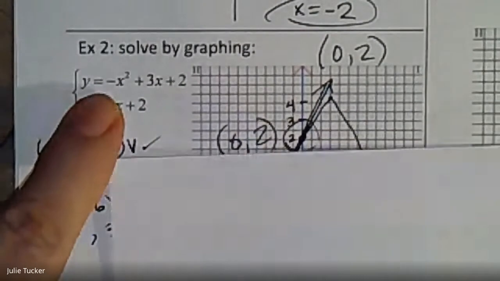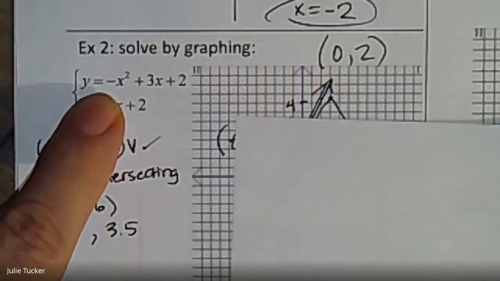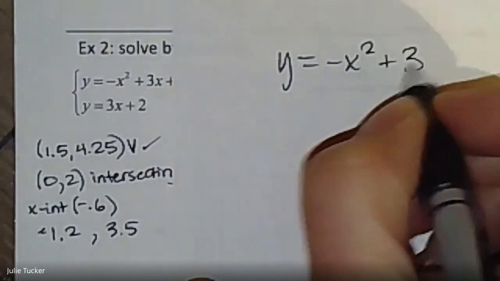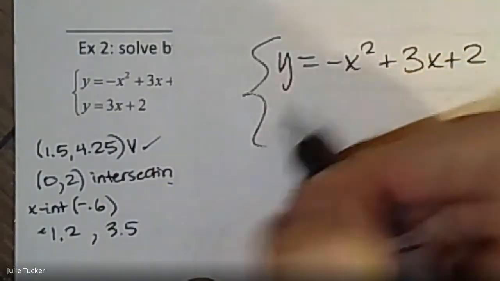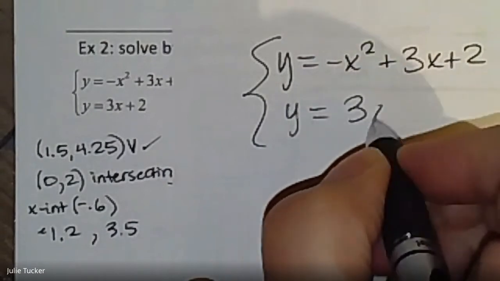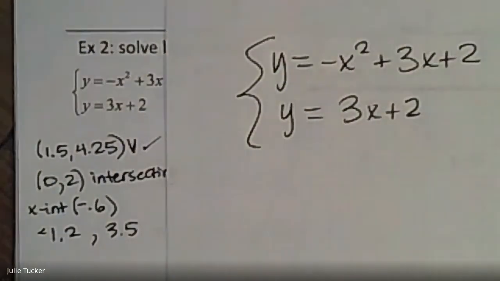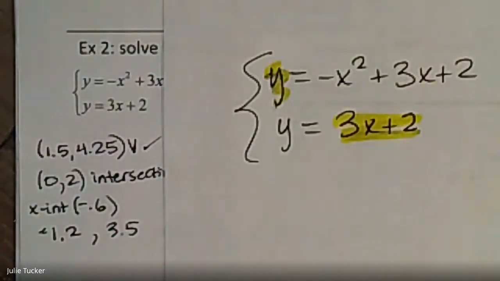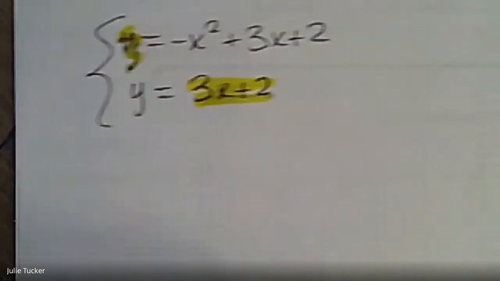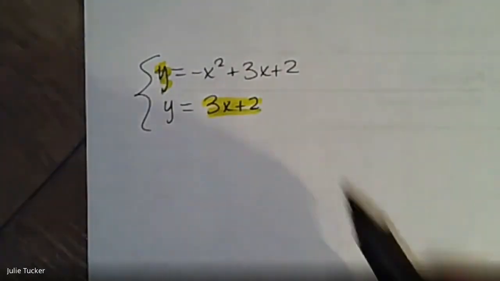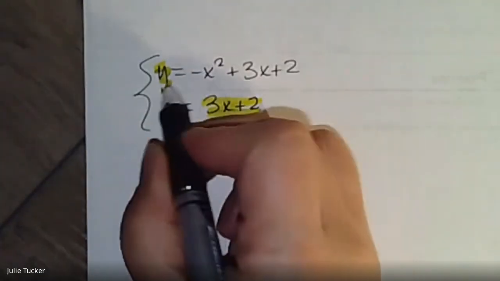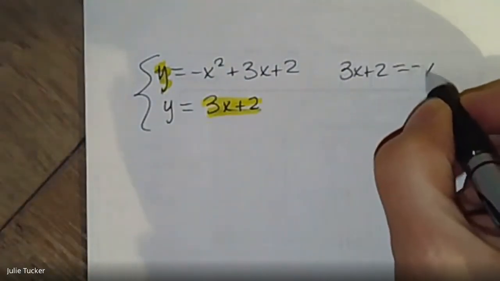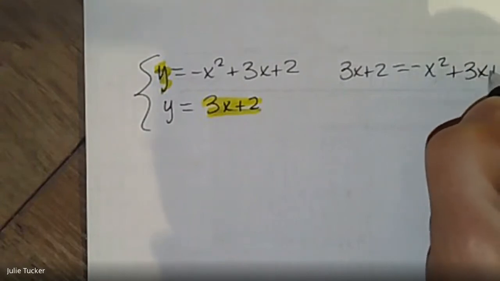So this was the problem. y equals negative x squared plus 3x plus 2 was the first equation. And the second equation was y equals 3x plus 2. So I'm going to let the 3x plus 2 be my replacement for the y in the other equation. And so then I would put 3x plus 2 right there. And I would write 3x plus 2 equals negative x squared plus 3x plus 2.